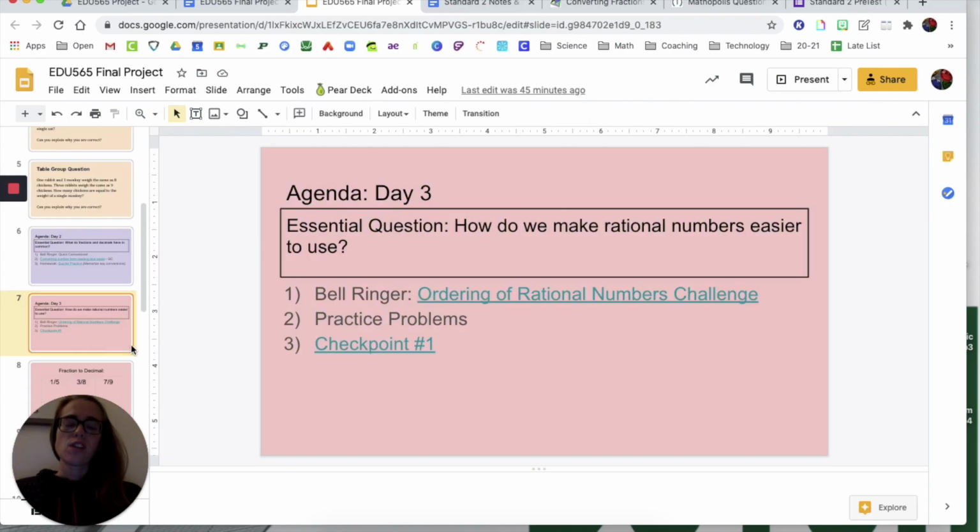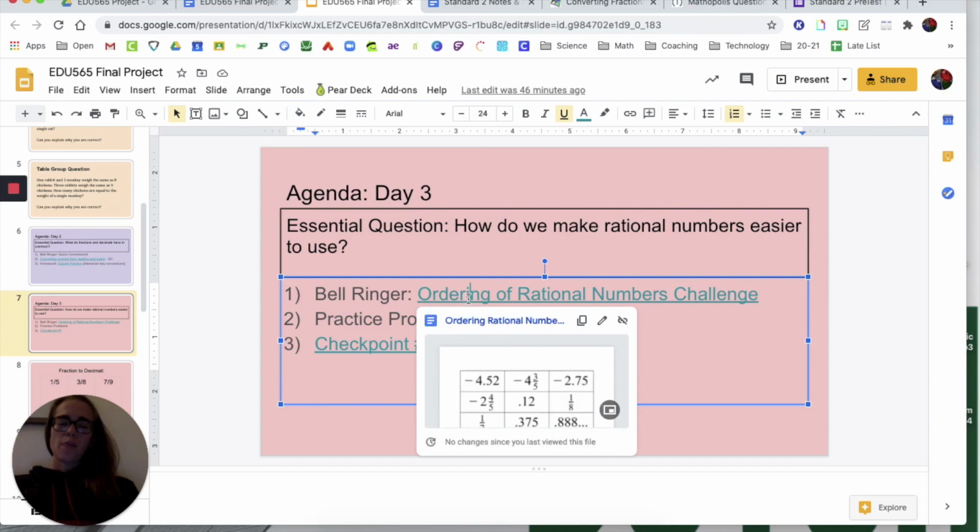So day 3 starts off with an opportunity for students to apply what they learned yesterday with their different strategies. When students come in, I'd place them in groups, and they would get this little packet of cards that are already cut out, and their challenge is to order them from least to greatest.